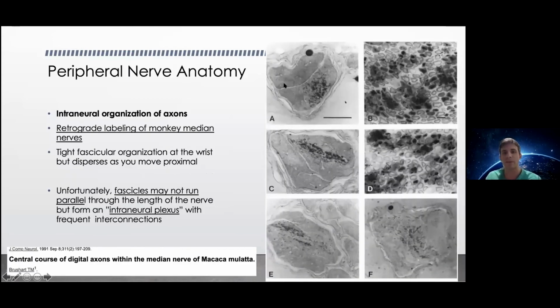Axons do have a microscopic anatomy within the nerve itself. So there's kind of a layout of the axons to a particular muscle group, but it's not consistent along the length of the nerve. So you couldn't pick up a nerve proximally and know exactly where the axons are, because there's a lot of intraneural plexus that goes on and shift of the axon fibers. You can see as you move distally in this monkey median nerve that the axons that go to the thumb move around.